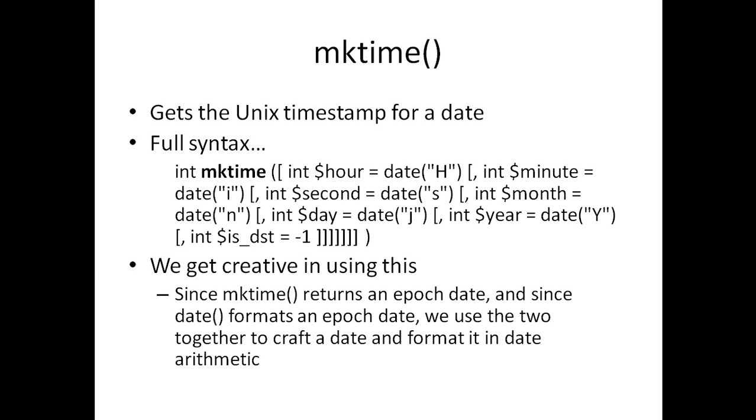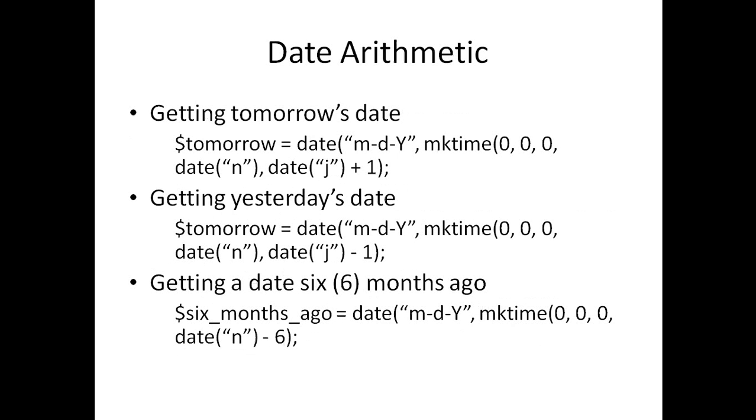Now, you might say, why would I use make time just to get an epoch time for a particular date? Well, we get creative in using this. Since make time returns an epoch time, and since date formats an epoch date, we use the two together to craft a date and format for date arithmetic. In this example, to get tomorrow's date, tomorrow equals date, and I'm passing it MDY just because that's the format I'm choosing to use, and then make time. If you remember, the second variable for the date function is the actual epoch time. Make time returns an epoch time, so I'm saying go use make time.